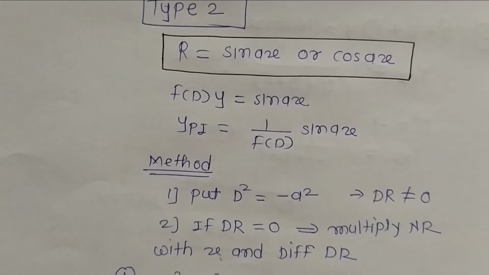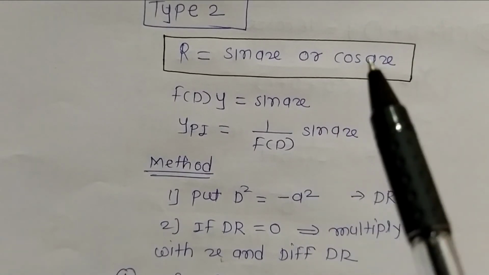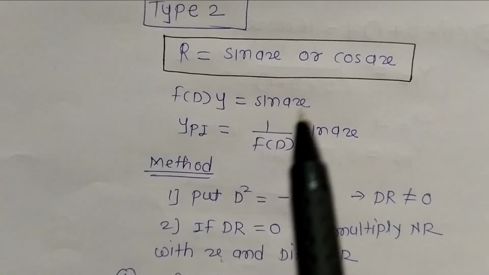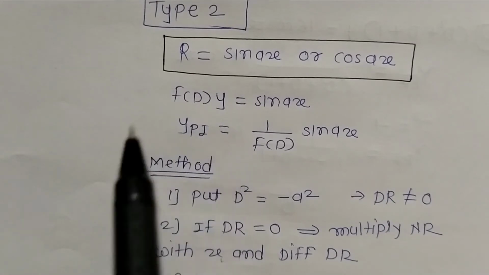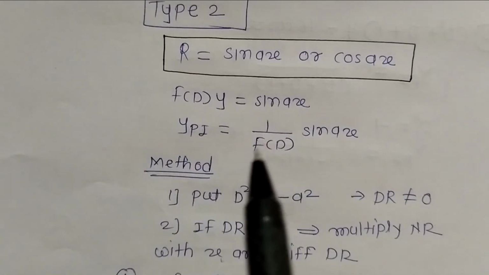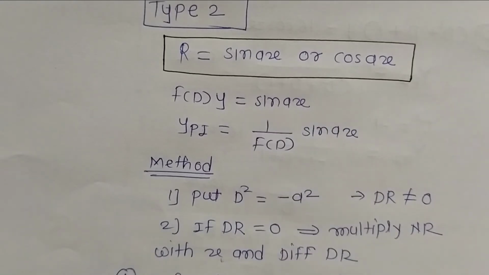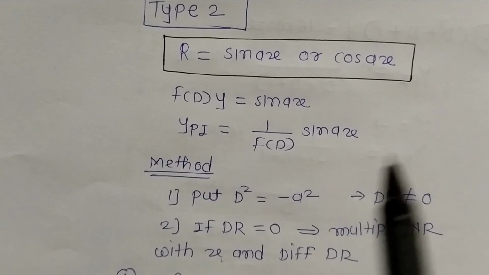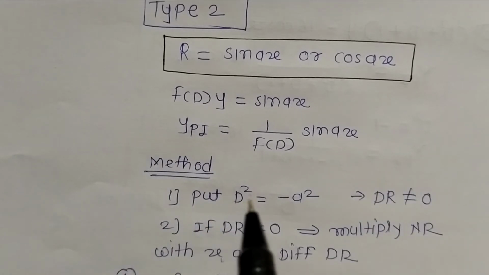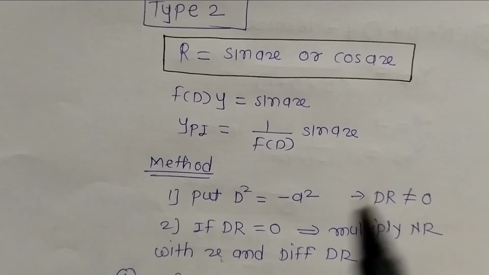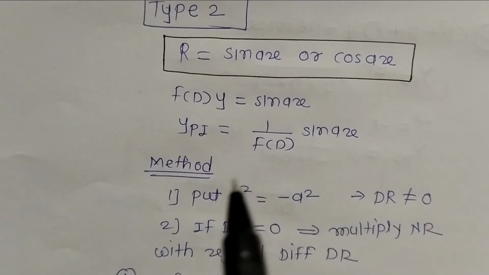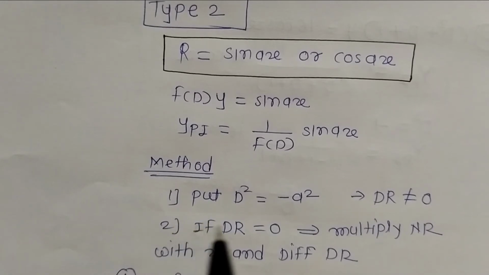Second type of this, when R is equal to sin ax or cos ax, then f of D y is equal to sin ax, and the solution of this type of equation is 1 upon f of D into sin ax. The method of solving such a differential equation is to put D squared equal to minus a squared, when the denominator is not equal to 0. If the denominator becomes 0, then multiply the numerator with x and differentiate the denominator.